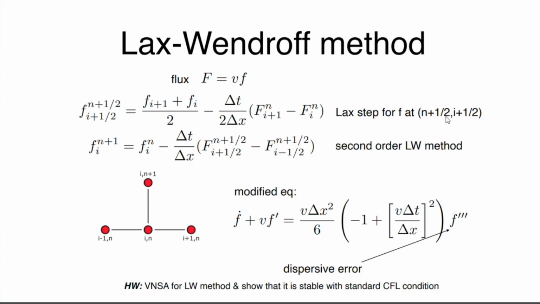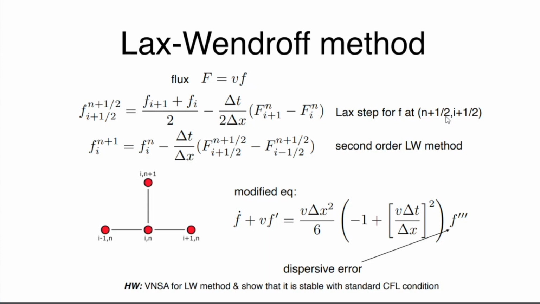Okay, and this is a Lax step. This is just the Lax evolution scheme for time delta t by 2. And I've written this F as a flux, capital F in this case. So F i n plus 1. So this is the first step of it. This is the next step of it.